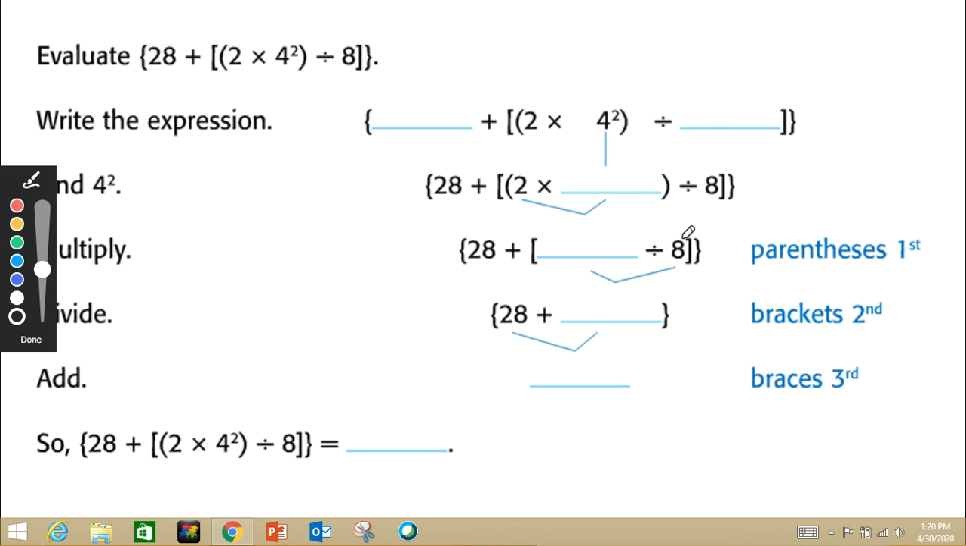Now we're coming down to the brackets. Okay, we did the parentheses. Now we're going to work in the brackets. Okay, because over here to the left is addition. We're not ready for that. We're still on letter P in the PEMDAS. Okay, so now we're in the brackets. So we have 28 plus that 32. 16 times 2 is 32 divided by 8. So now we're going to divide 32 by 8 and we get 4. Now we're down to the braces. 28 plus 4 gives us 32. And we did that left to right.